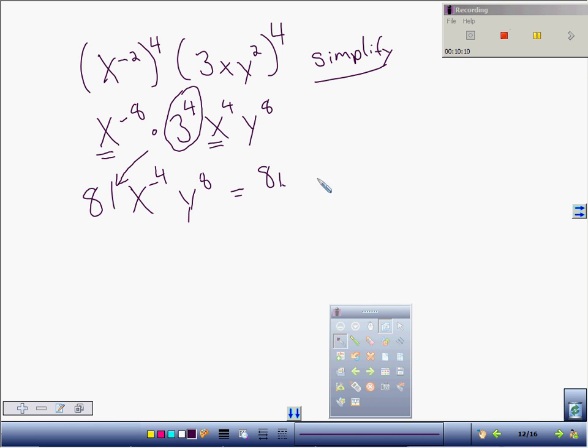It becomes 81y to the 8th on top. My board is messing up. Over x to the 4th. 81y to the 8th over x to the 4th.